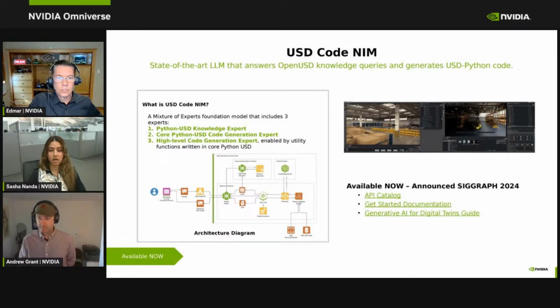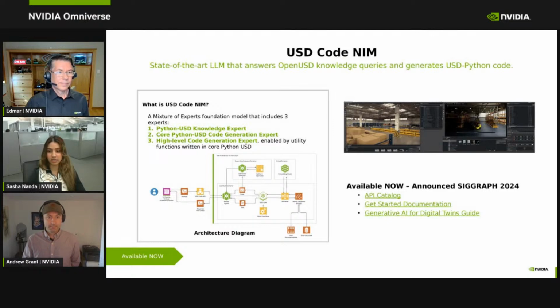And then the third is a more high-level code generation expert, and the idea behind that is to help you do stage modification tasks, and it's enabled by a custom utility library. And so what would take about 200 lines of Python USD core native code to do, USD using its utility libraries can do in about 1 line. And so USD Code is available right now on the API catalog. You can get stuck into it and try it out.